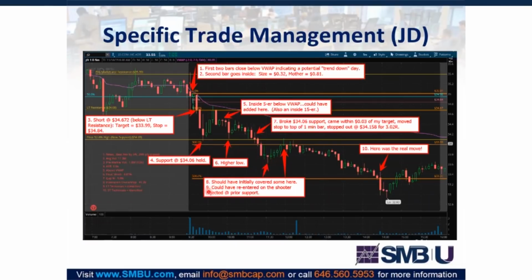And then for number 9 here, I could have re-entered either on this shooting star or this shooting star here. And then as the trade continued to play out, as we went into the afternoon, I've heard you mention before, Mike, on other videos where you say, look for the real move. Well, here was the real move where we got a nice push down here in price, not necessarily in volume, but now that you guys are mentioning it, here's a bit of elevated volume as you got a nice collapse in price here, and this would have been a real nice spot to close the entire trade out.